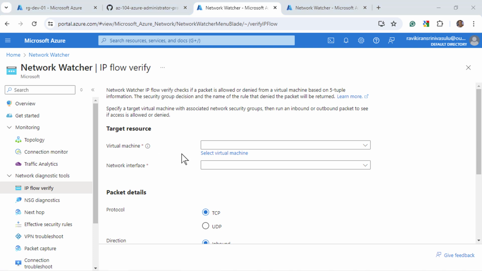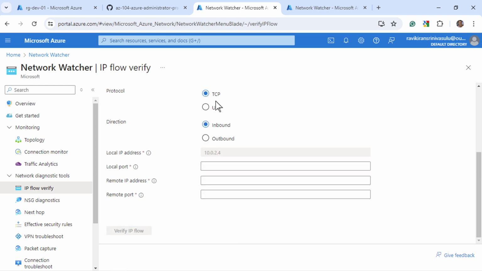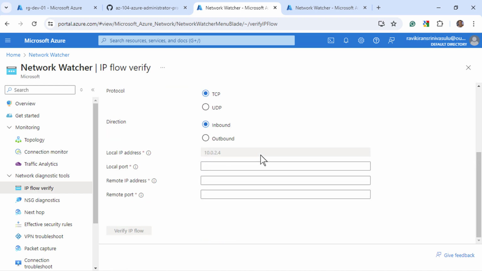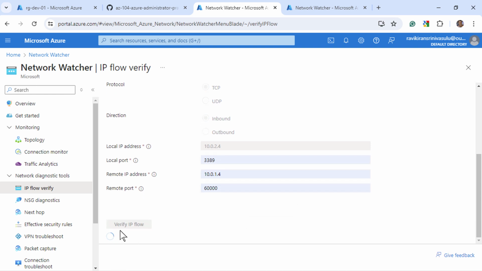Before even telling what the difference is, I'm going to directly show you what the results produced by these two different tools look like. To check the connection from VM01 to VM02, I'm going to use virtual machine VM02 and the network interface. The protocol will be TCP. And since I'm going to check the connection from VM01 to VM02, the direction will be inbound. The local port will be 3389. The remote IP address will be the IP address of VM01, which is 10.0.0.4, and you can select any remote port. That doesn't matter. So click Verify IP flow.